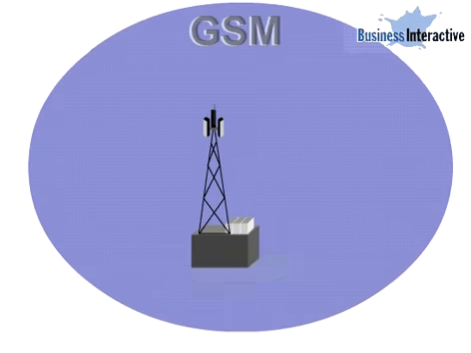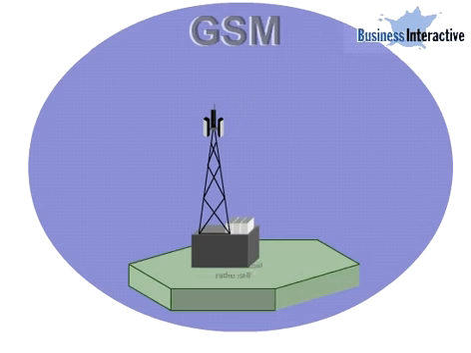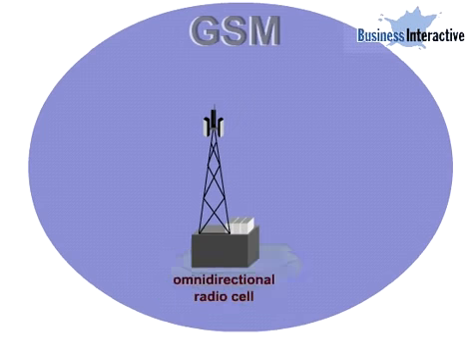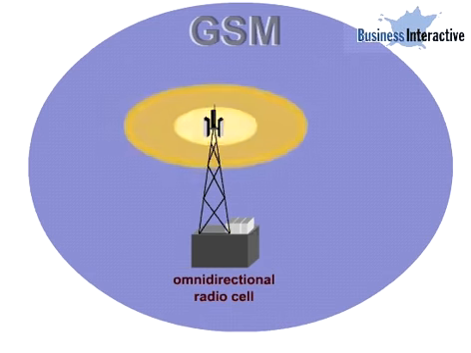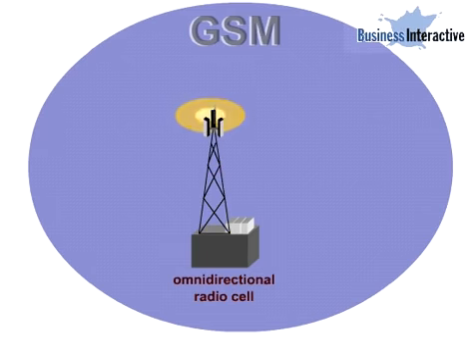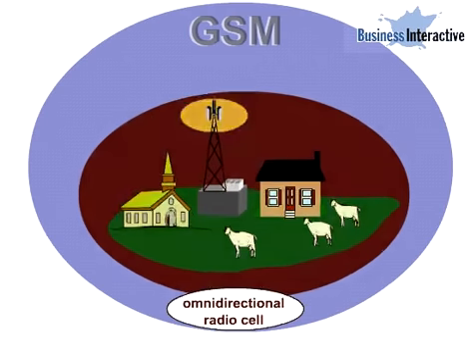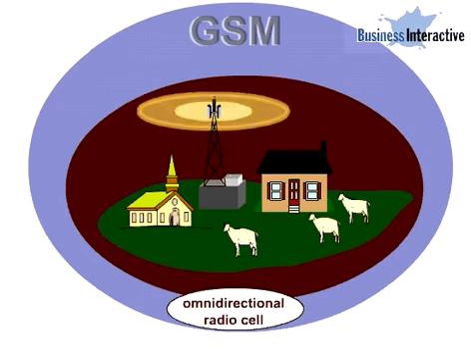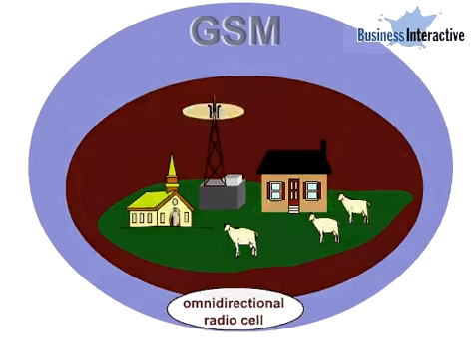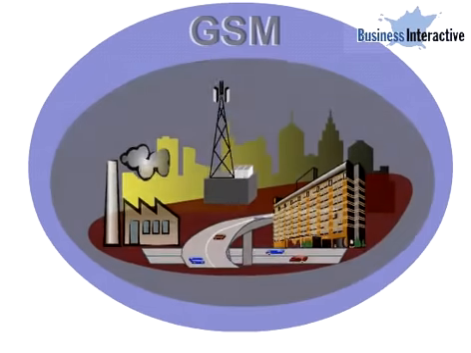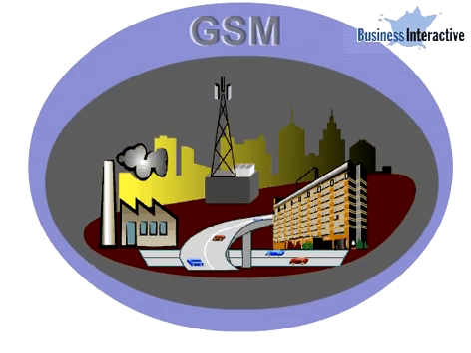If a BTS is in the center of exactly one cell, we speak of an omnidirectional radio cell. The BTS transmits its frequencies with omnidirectional characteristics and a high output. Omnidirectional radio cells are used particularly in relatively sparsely populated rural areas. In densely populated areas, though, the network must supply higher capacities.